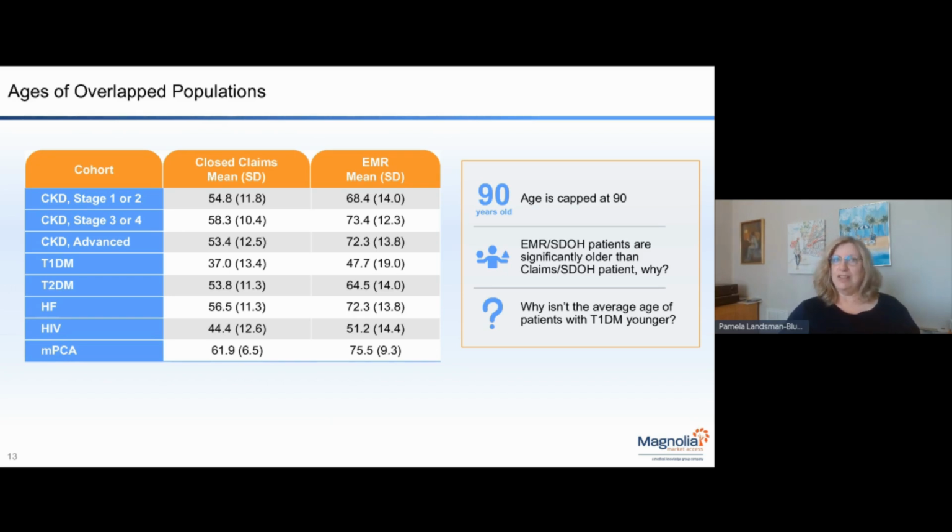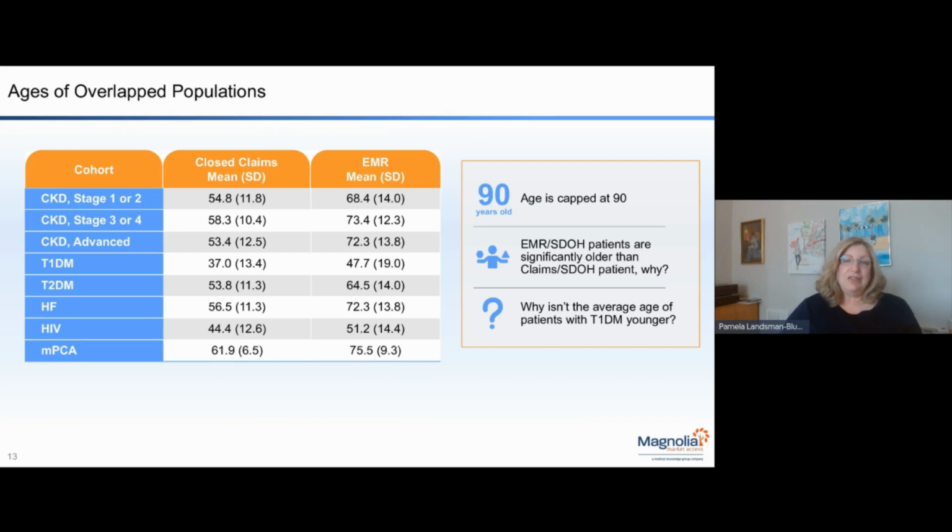So, in the US, think about the US distribution of age, and we have our baby boomers, such as myself. So you're going to have probably an average population that is going to be older. The other question you might ask is, why is the mean age for type 1 diabetes 37 and 47?